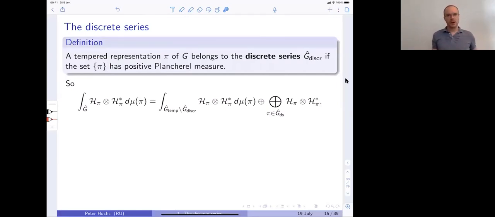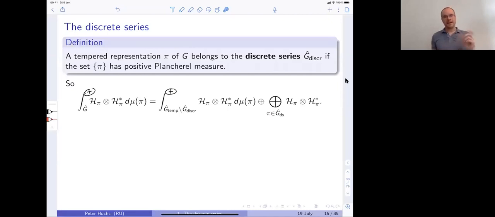That means we can write the Plancherel decomposition space. I guess we should have had this here for the notation consistency. So this decomposes as the discrete part, which is the direct sum, and the continuous part, which is this. And outside of the representations, there is nothing because the measure is 0.